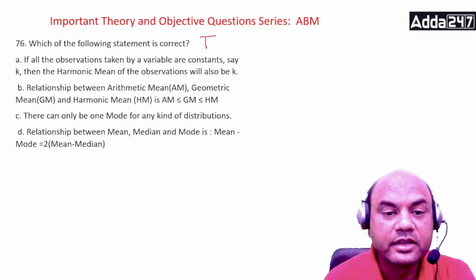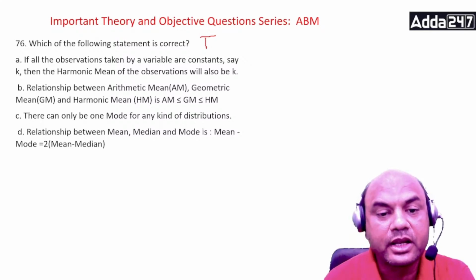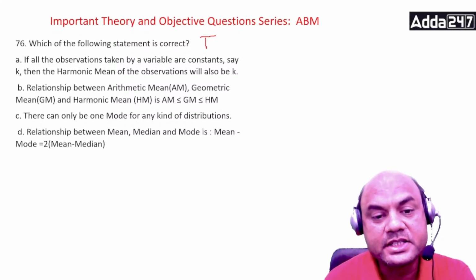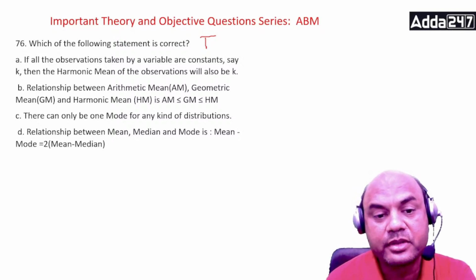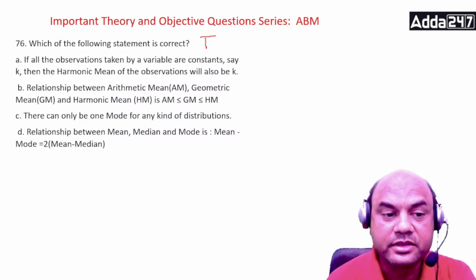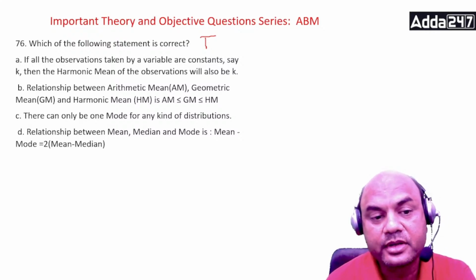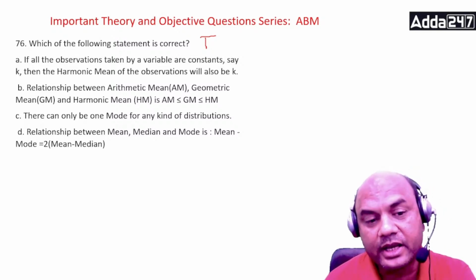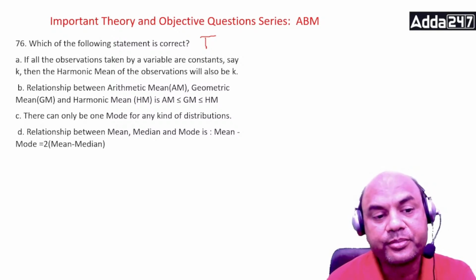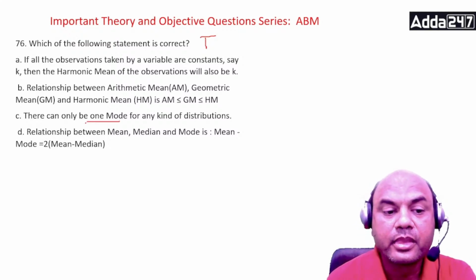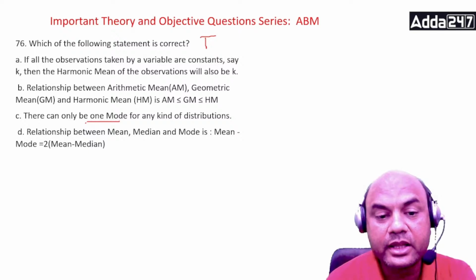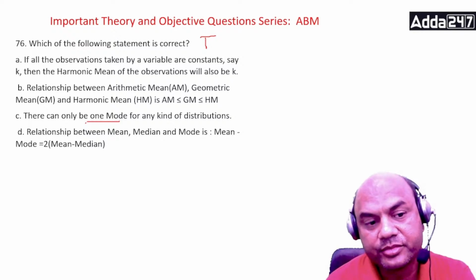The relationship between arithmetic mean, geometric mean and harmonic mean is AM is less than GM is less than HM. So arithmetic mean is the smallest, GM is bigger than that, and harmonic mean is the biggest. Is this the relationship? Let's see. That's what you have to answer. There can be only one mode for any kind of distribution. Only one mode. Is it true? The relationship between mean, median and mode is mean minus mode equals 2 into mean minus median. Is this so?